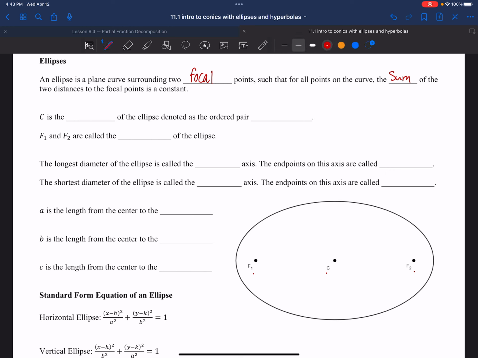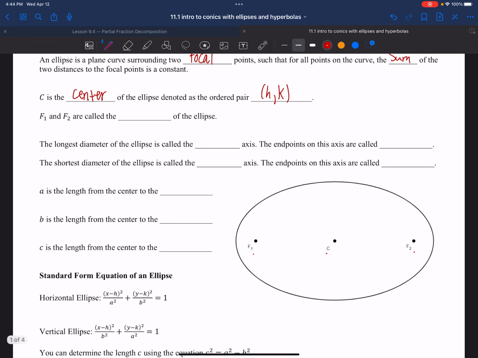Okay. All right. C, what is that? C is the center of the ellipse. So we're going to denote that as the ordered pair H comma K. H comma K is pretty much going to be the center for all these objects. For parabolas, it's still going to be the vertex, though. F1 and F2 are called the foci. So singular, this is focus, but plural, we call that foci. I guess some people say focuses, but I like foci.